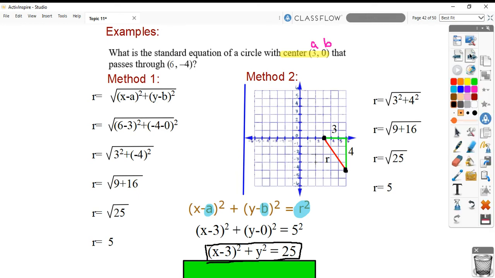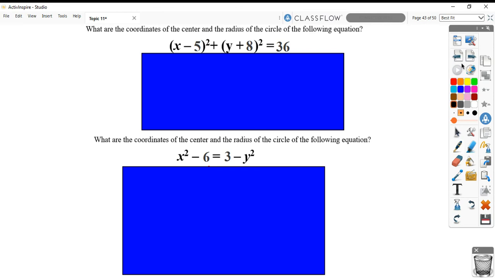Go on now to those next problems, hoping to get this done in a timely manner, okay? First off, what are the coordinates of the center? What is the radius of the circle for this equation right here?